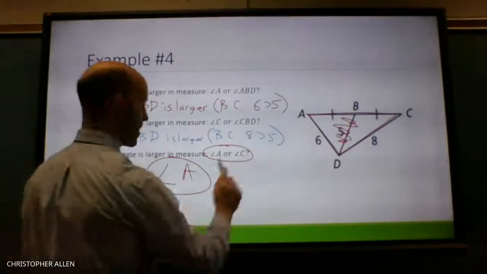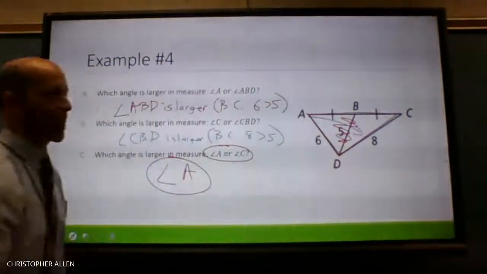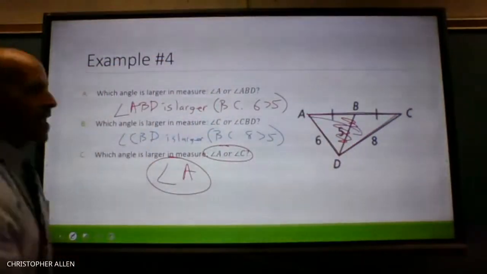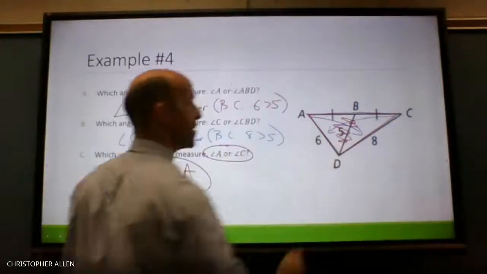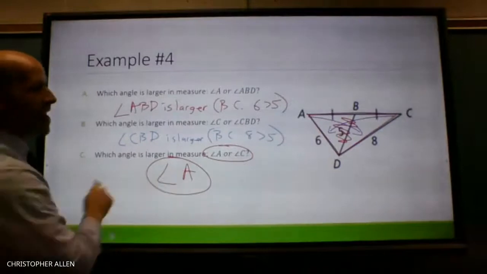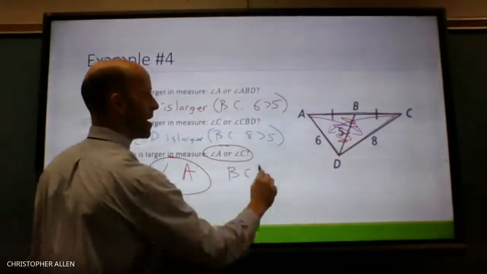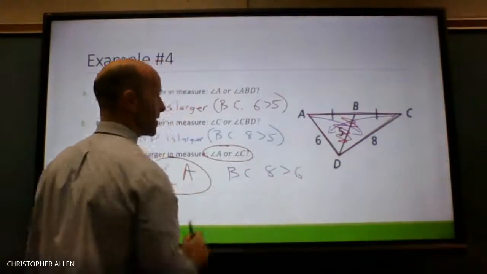Can you see, in fact, let me do it in purple. Can you see that angle A is across from the 8? And can you see that angle C is across from the 6? So angle A is the bigger angle, and I'm going to write because 8 is greater than 6.